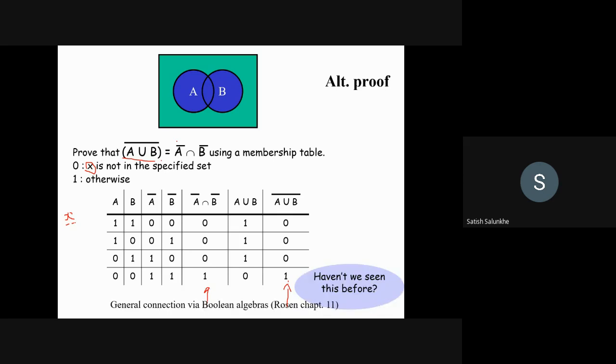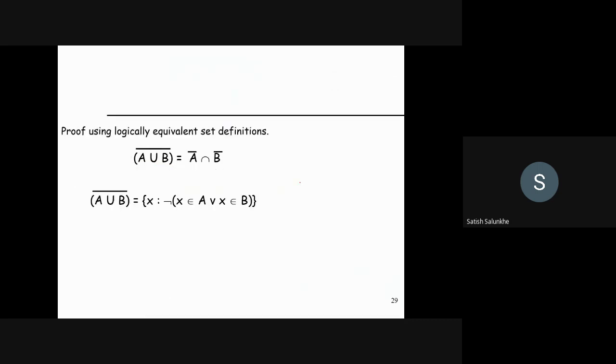Yeah. This is the general connection via Boolean algebra. Whatever we are talking about right now, this part is called Boolean algebra, union and intersection. We'll see this later. So, proof using logical equivalent set definition. Logical equivalent set definition means what? A union B complement is equivalent to A complement intersection B complement.